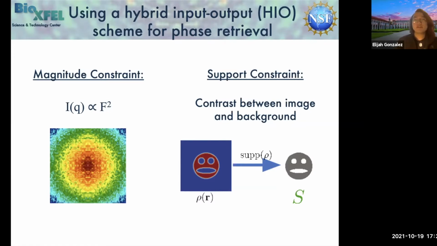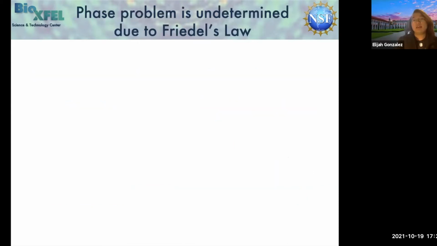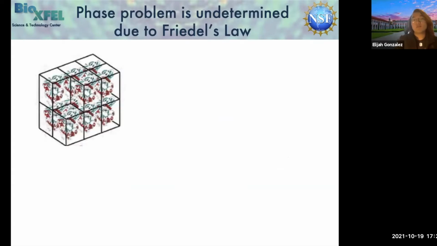And so here we are, we've now defined that this HIO, this hybrid input-output algorithm, which is an example of an iterative projection algorithm, we might say, okay, sweet, I can use this HIO then to solve phases for a protein. But we have to think about Rick's talk as well. In Rick's talk, he mentioned that the phase problem is underdetermined due to Friedel's law. And what does this mean, right?